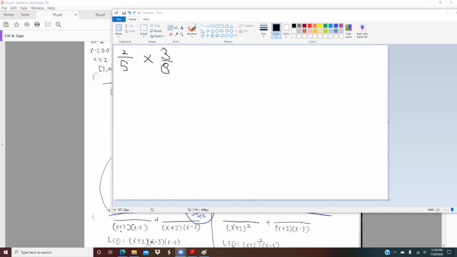So you multiply straight across. Yes, you're correct. Multiply straight across. So like Devin told me, it's 6/40, but you won't get full points here because you have to reduce this. So this can be reduced by 2, so it becomes 3/20. So this is how we multiply.